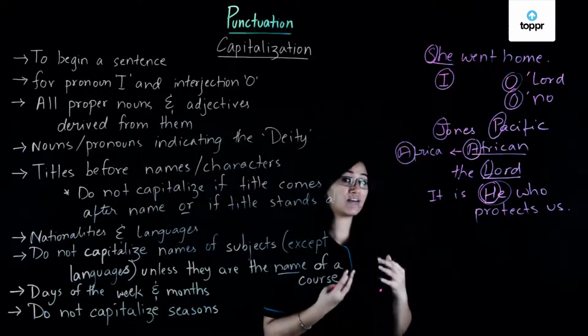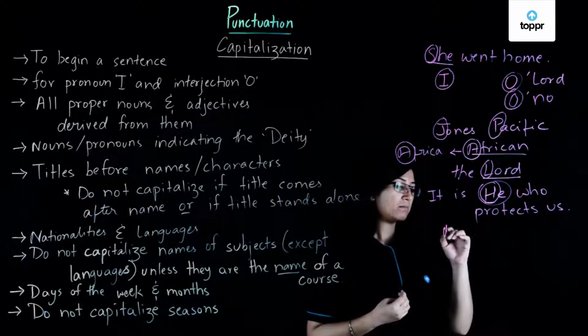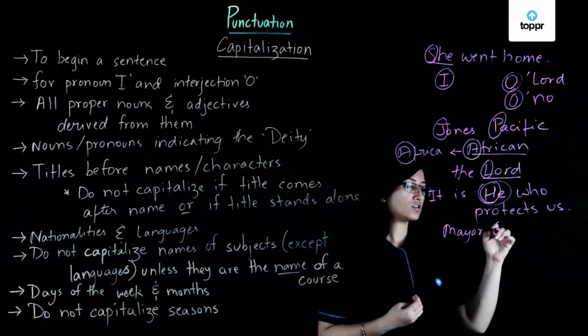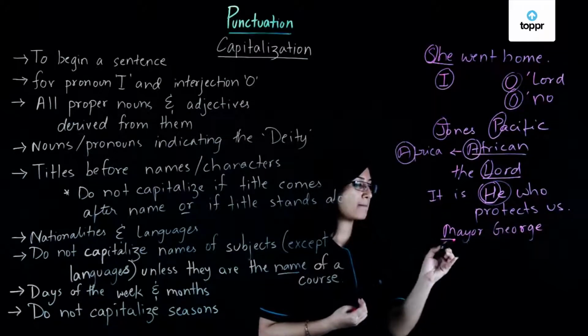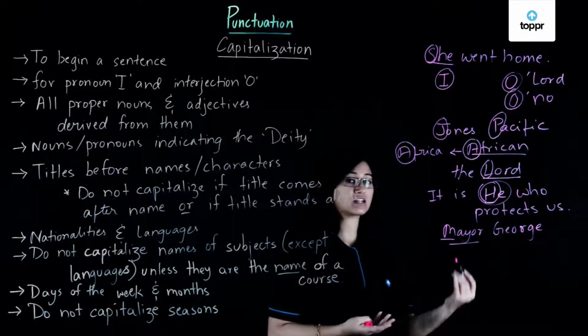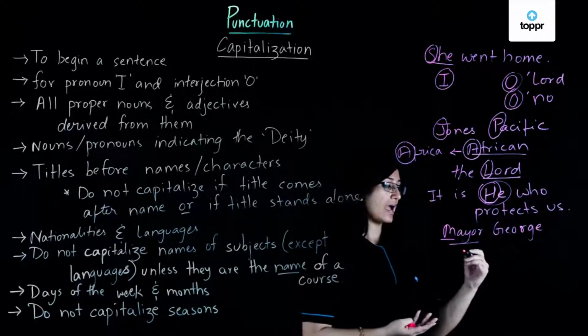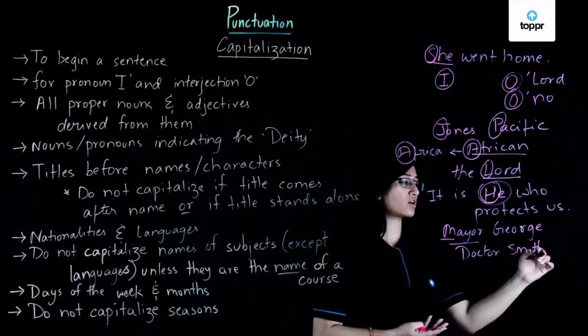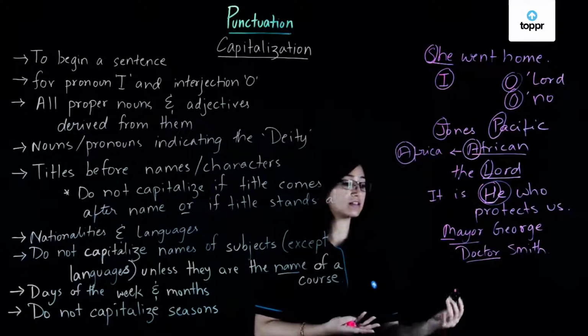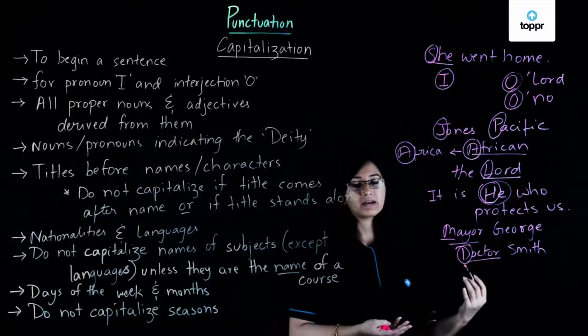Titles before names or characters also take a capital letter. For example, if you have a title for someone, Mayor George. So here we have M as capital because the word Mayor is the title for George, and maybe we have Dr. Smith. So here the word doctor is the title of Smith and D is again capitalized.